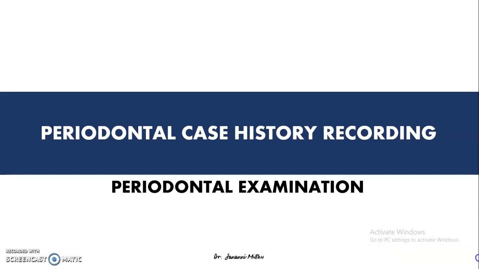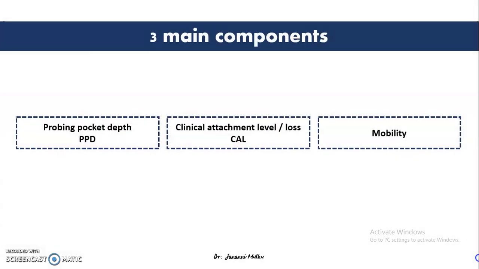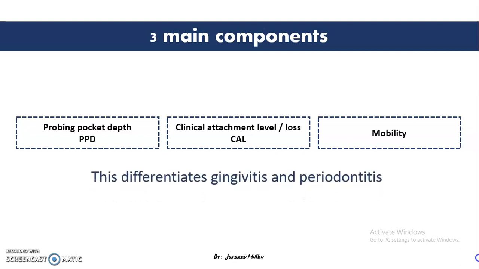Periodontal Case History Recording Part 2, Periodontal Examination. This section contains 3 components: recording of probing pocket depth, recording of clinical attachment level, and recording of mobility. Clinically, these parameters were very important to differentiate between gingivitis and periodontitis.